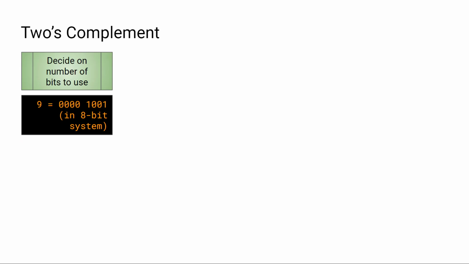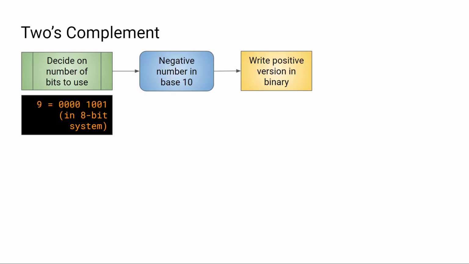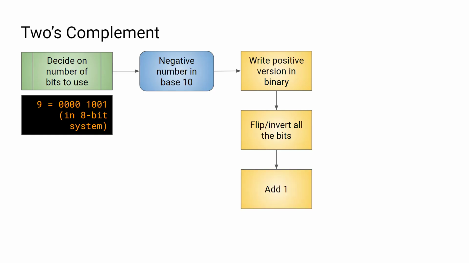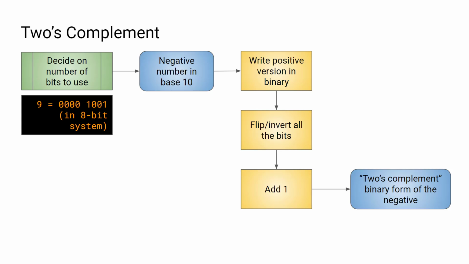Once we know the number of bits used to represent an integer, here's how to represent a negative integer. We start with the positive version of that number. For example, we saw 9 is 00001001. Then first we invert or flip all the bits from 0 to 1 and 1 to 0. Now add 1 onto this. The resulting bit string is the 2's complement binary representation of that number.